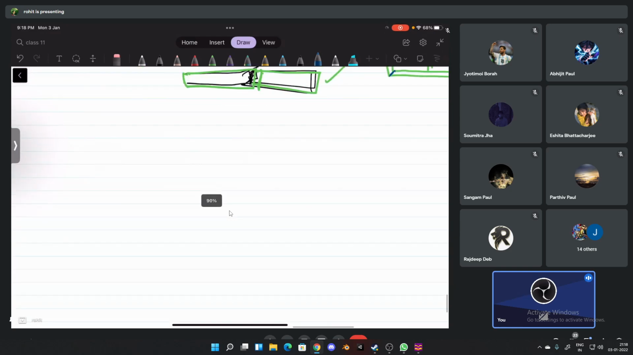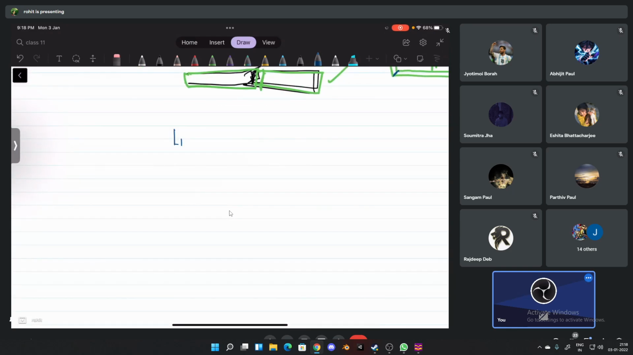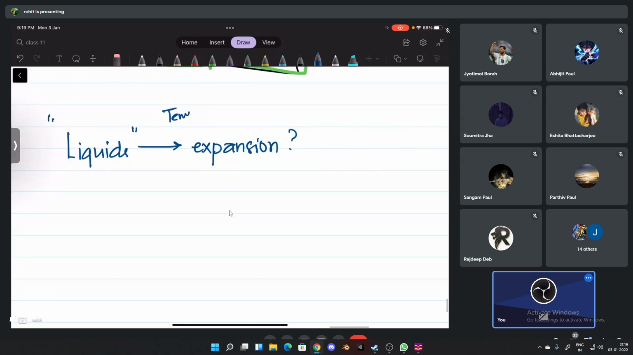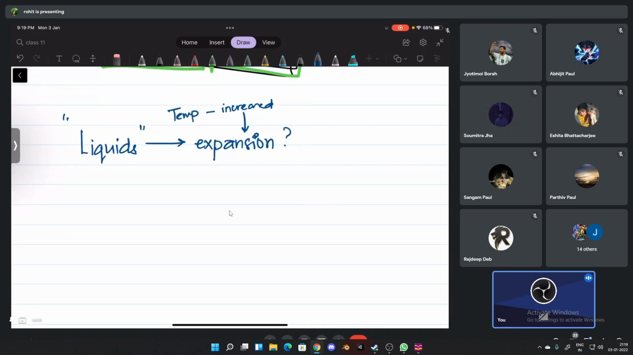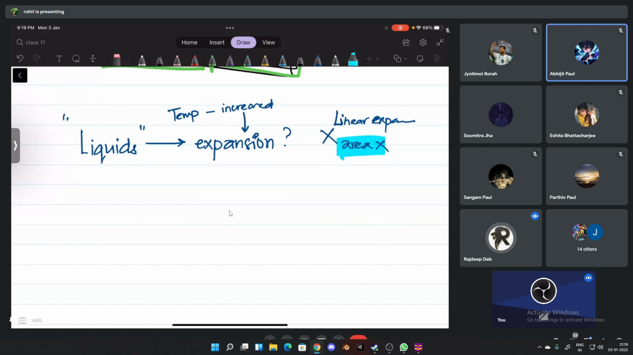Very quickly I'll talk about liquids. What do you think about liquids? They have expansion or not? Imagine temperature is increased. Even liquids undergo expansion. But there's one problem. Can I talk about linear expansion of liquids? No, sir, doesn't make sense. Liquids don't have length. What about area expansion? Doesn't make sense. They don't have proper shape also.